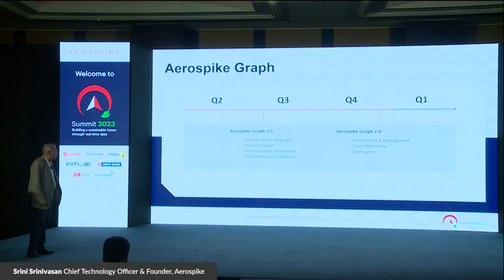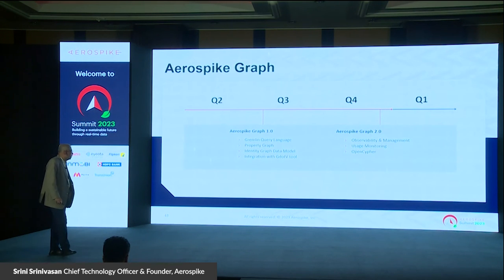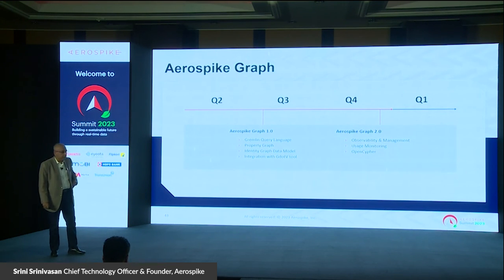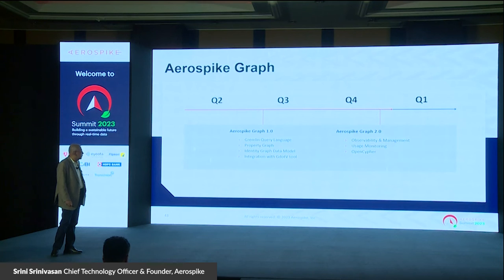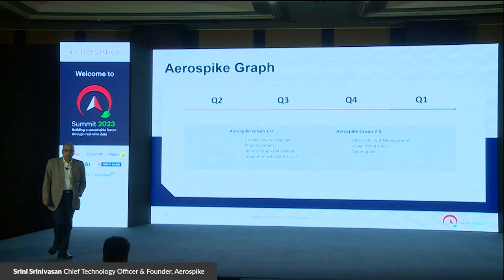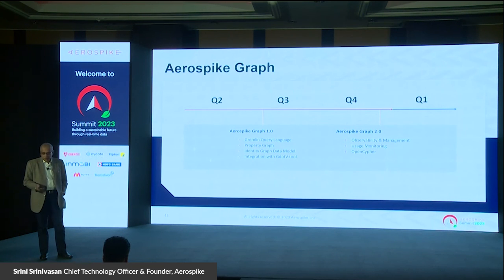In terms of Graph, I already talked about it. We are focused on Gremlin as a query language right now. We work with G.V(). This product is out, so you can start using it. It's GA. And then the next version, the 2.0 version, will have more observability, management and monitoring, but also support for OpenCypher, which is the Neo4j preferred environment.